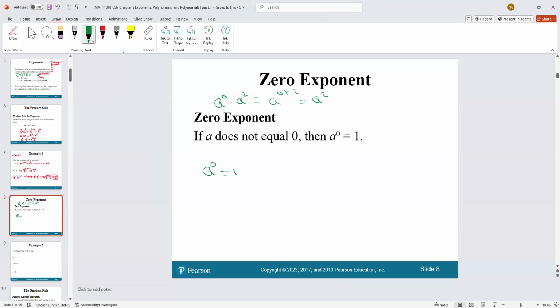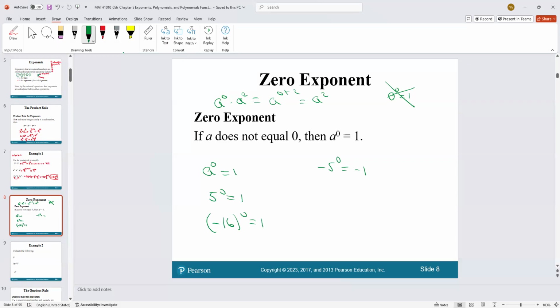So from this we can reasonably define that a power 0 equals 1, as long as a does not equal 0. Remember, you cannot say 0 power 0 is equal to 1. That's an indeterminate form. But here, 5 power 0 is 1, negative 16 power 0 is 1. All right. Now, negative 5 power 0 with the negative outside is negative 1. Remember, that negative in front doesn't affect it. That's why I do 1 with parentheses, and negative 1 without parentheses.